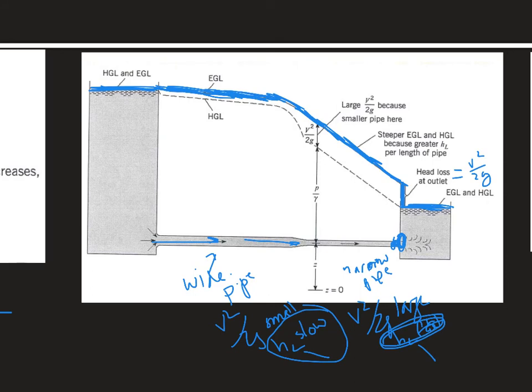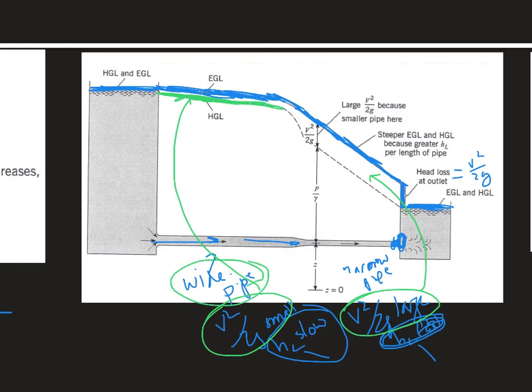Now we have to figure out what about the HGL. Remember, over here V squared on 2G is small, and over here V squared on 2G is large. That means this distance right here is going to be large, and this distance right here is going to be small. That pretty much defines how you solve this. Over here, the two lines are very close together because there's a wide pipe. Over here, the two lines are very far apart because of the narrow pipe. Notice that the HGL comes in right at that surface, as it almost always does.